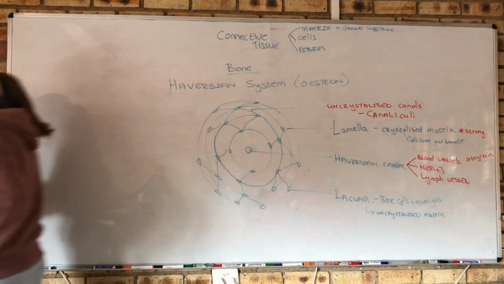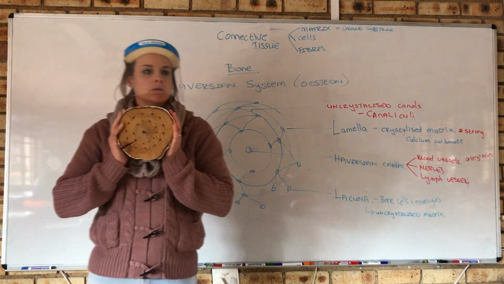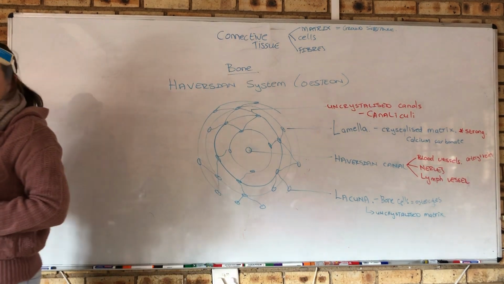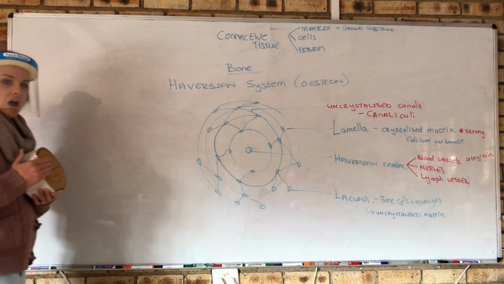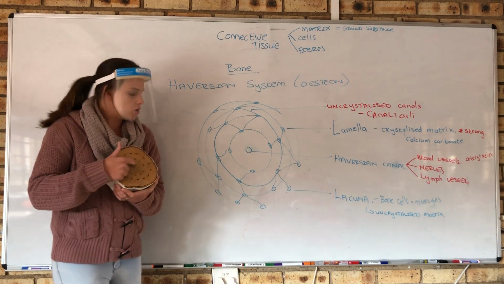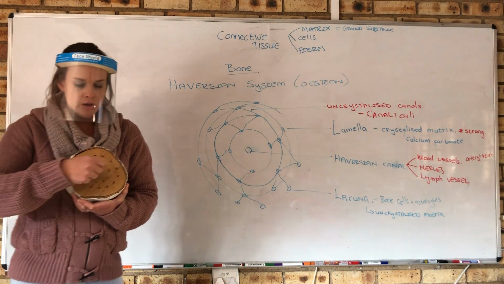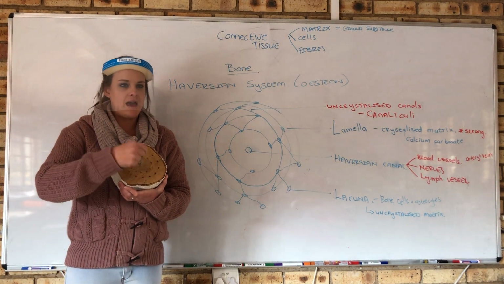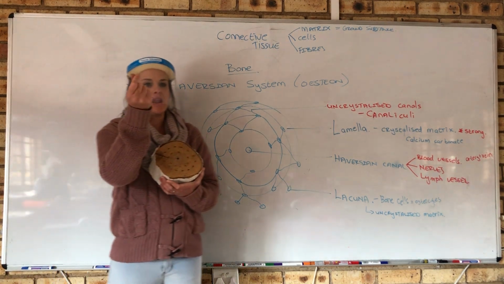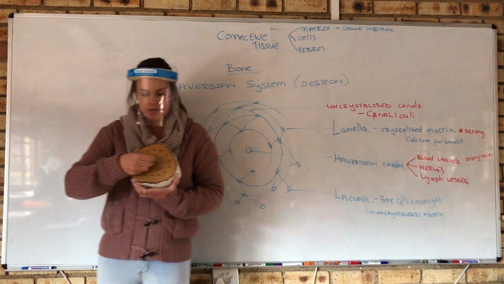Okay, so I'm going to show you a model of this. This is a model that I made quite a while ago, when I first started teaching. So this is a model of a Haversian system. In our Haversian system, we have this central Haversian canal. Can you see it there? The central Haversian canal contains red for an artery, blue for a vein, white for a nerve, and yellow for a lymph vessel. So there are 4 things that are found inside of this Haversian canal.